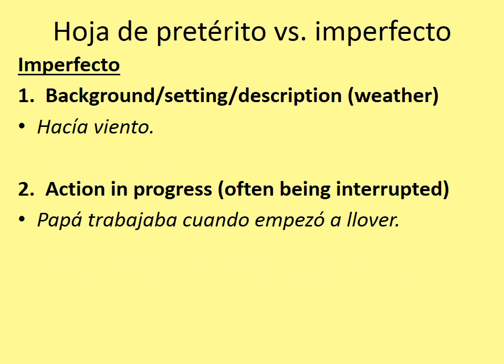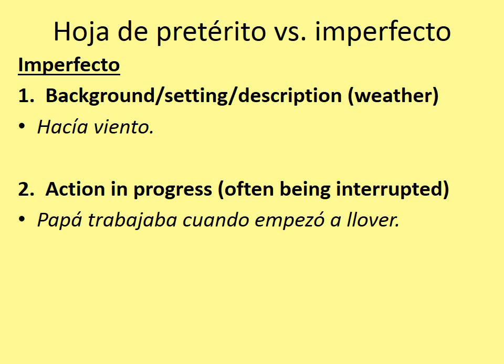Now let's look into the imperfecto side of things. The first reason that we're going to use the imperfecto is the background, the setting, the description. These are all of those things, and we put weather in parentheses because these are the things that are setting the scene. It was windy. It was a beautiful day when we were all going to the store. So it's all of that descriptive, fluffy language that's getting you ready for the events in action.